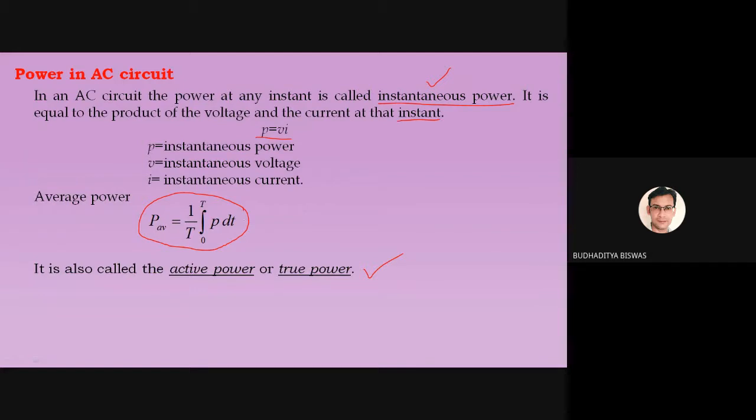Because there are also other powers, but those cannot be measured. Using some formula, we can easily calculate that value, but there is no instrument which can give the value of that other power apart from the active power. Active power can be measured by the wattmeter. So this wattmeter can measure the active power or the true power.